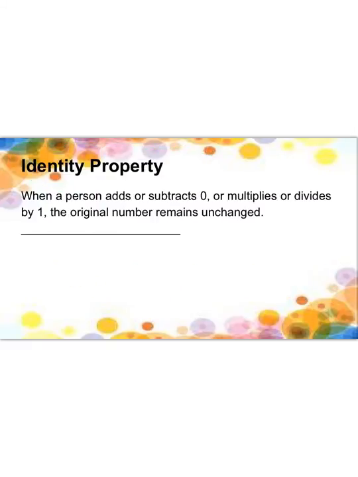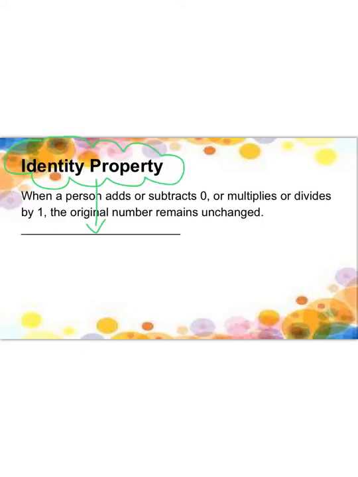The identity property is next. Your notes say when a person adds or subtracts 0 or multiplies or divides by 1, the original number remains unchanged. That is the identity property. That's what you're going to write in your blank.